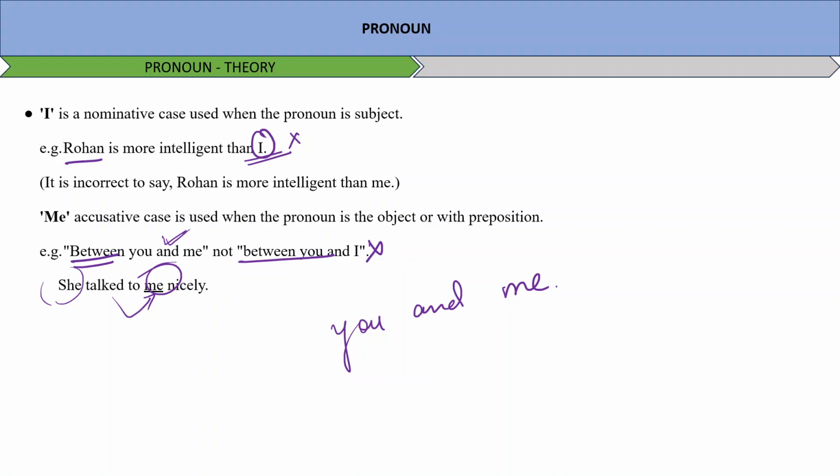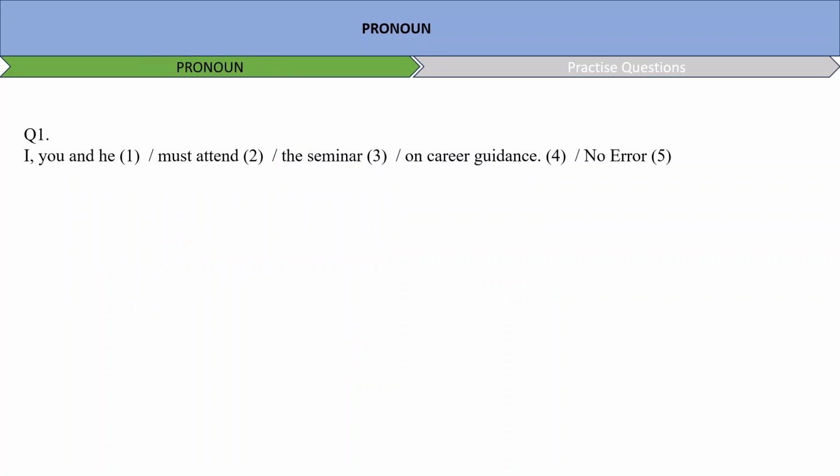Okay, so my friends, we have a few questions here. I would like you to just go through the question and see if you are able to figure out whether there is any error or not. I'm sure you will be able to, and we'll solve some chunk of questions. Let me just take you through the questions and then we'll discuss the answers.